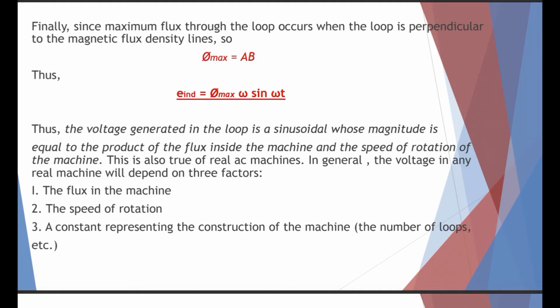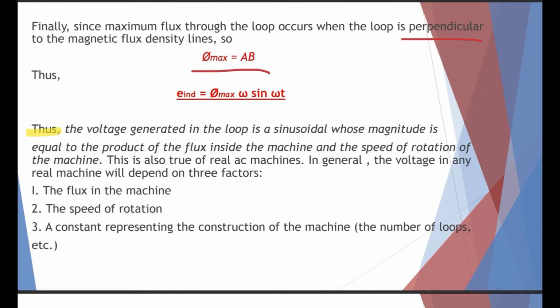Finally, since maximum flux through the loop occurs when the loop is perpendicular to the magnetic flux density lines, phi max equals AB, and E induced equals phi max omega sine omega t. Thus, the voltage generated in the loop is a sinusoid whose magnitude is equal to the product of the flux inside the machine and the speed of rotation of the machine. This is also true of real AC machines.